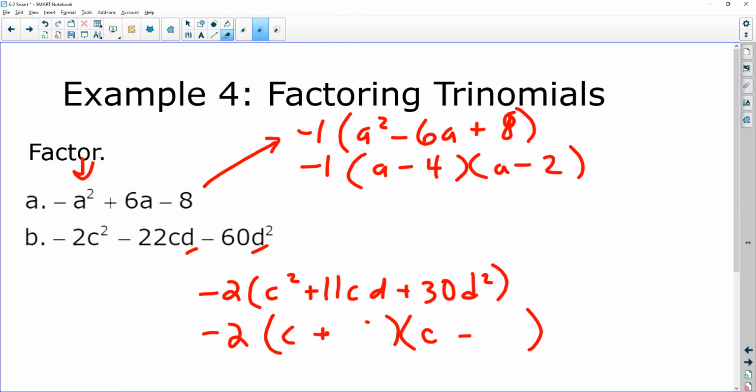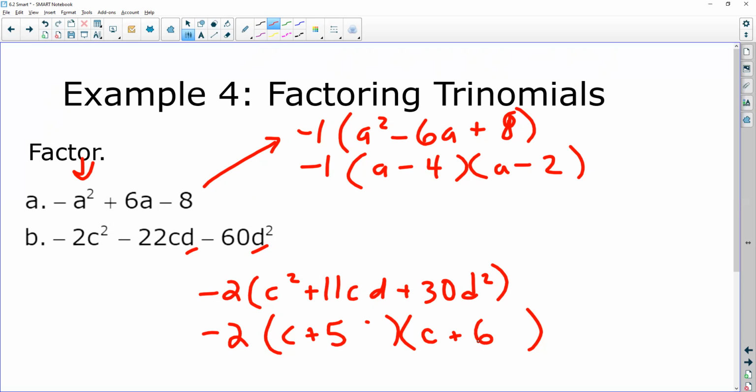This is me not being awake early enough. So they're actually both going to be positive. My fault, I missed a step. I factored out a negative, so I have to change the signs. I was so worried about the hitchhiker. So I'm going to multiply to 30 and add to 11. That's going to be 5 and 6.